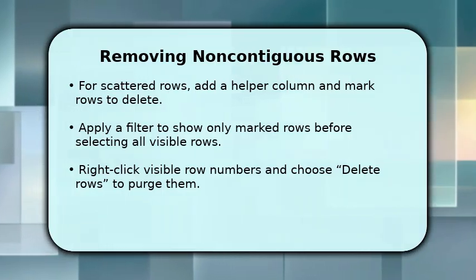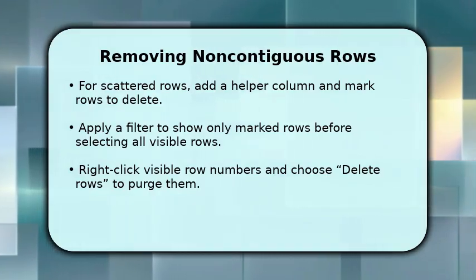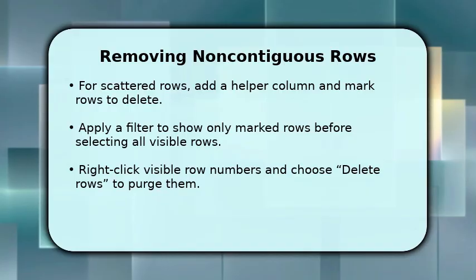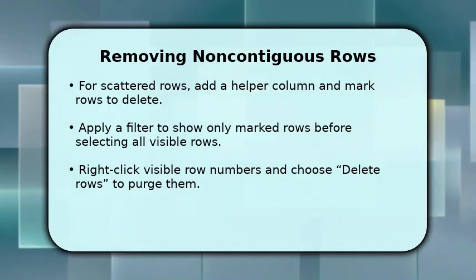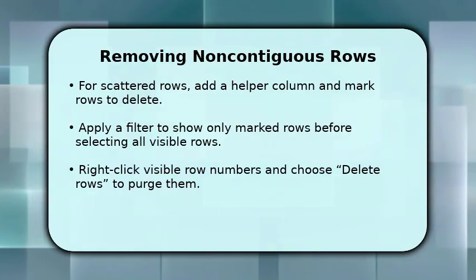With only those rows visible, select their row numbers, right-click and choose Delete Rows. Google Sheets deletes the underlying rows even though you only saw filtered ones. This avoids repeated manual selections and keeps surrounding data intact.